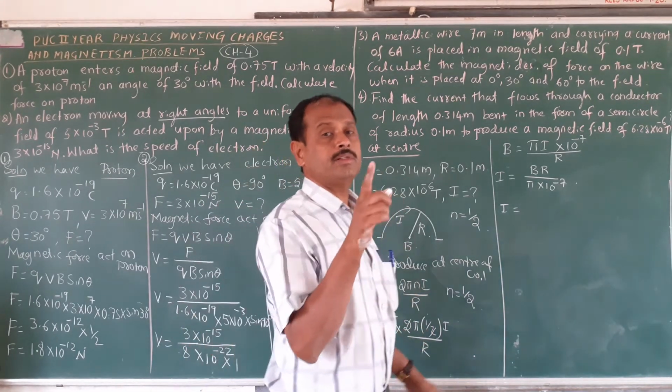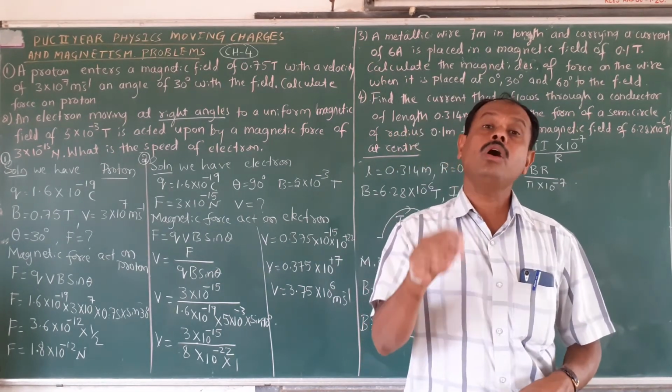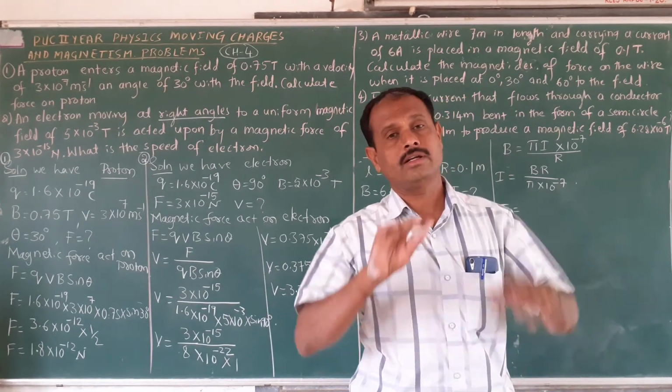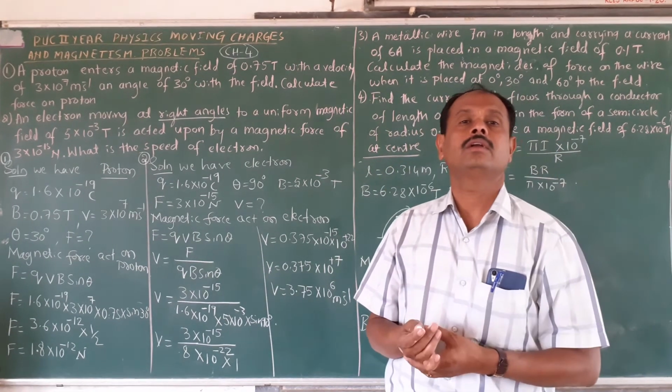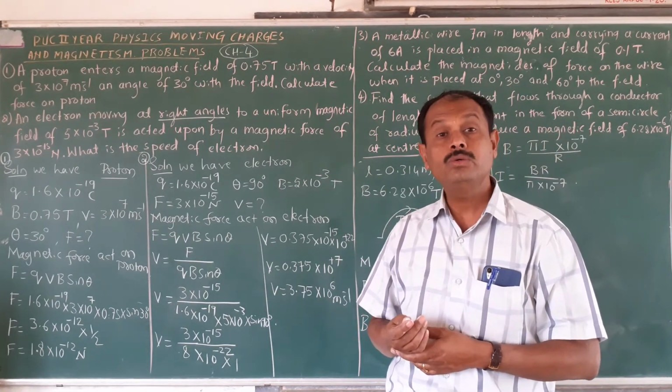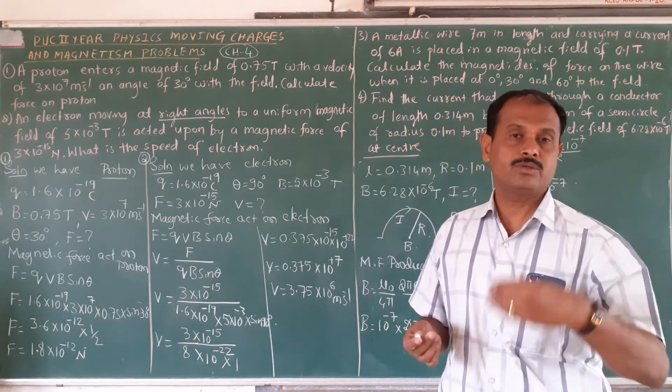Only one turn, that is a loop. Two or more turns, that is a coil. That is said to be a coil.